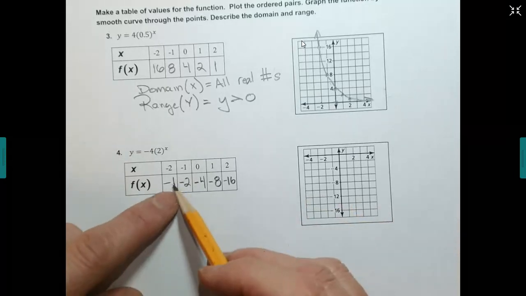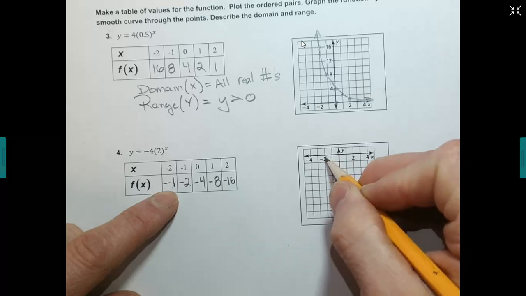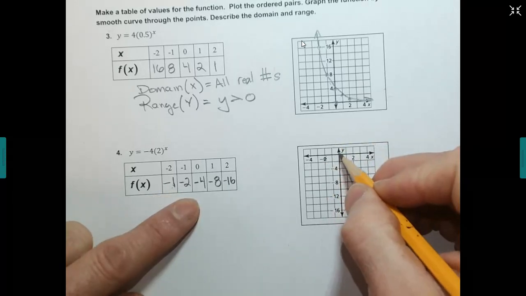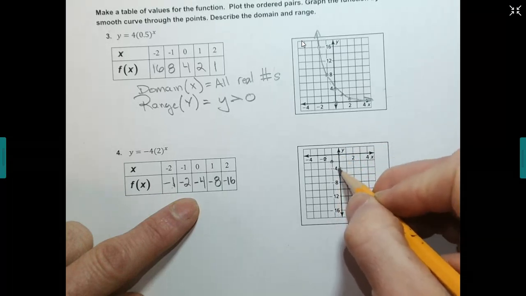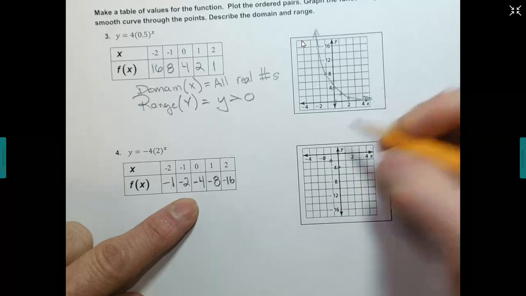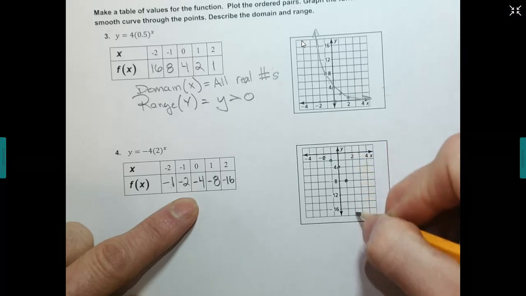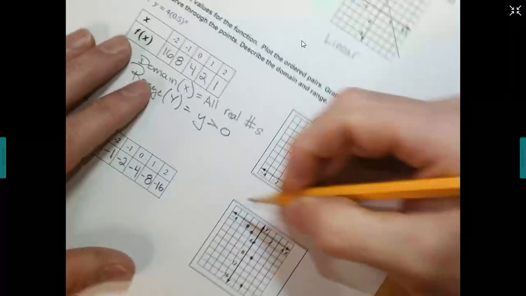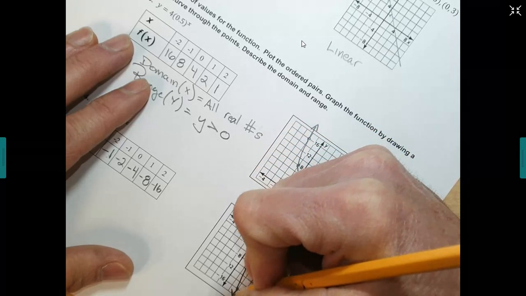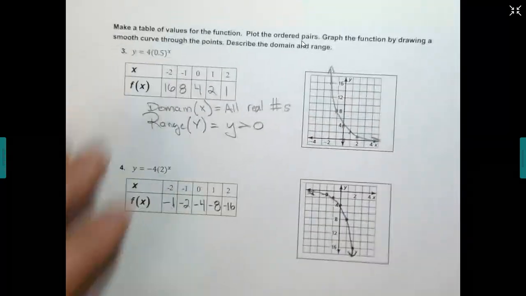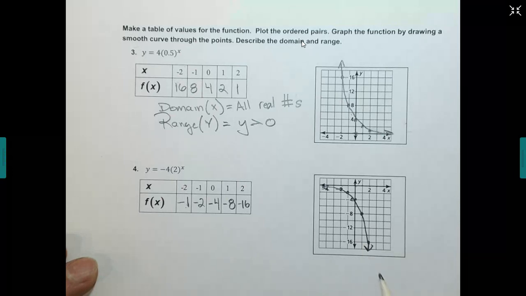So now I plot these: negative 2, negative 1. These go up by 2, 2, 4. So negative 2, negative 1; negative 1, negative 2; 0, negative 4; 1, negative 8; and 2, negative 16. So there's my exponential decay right there.